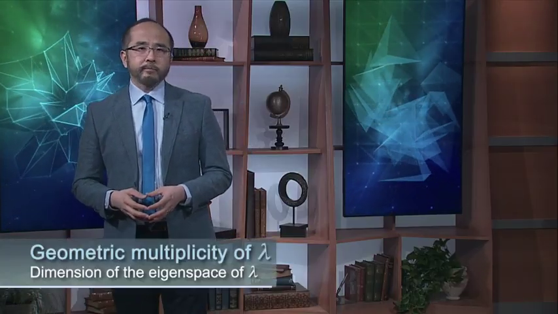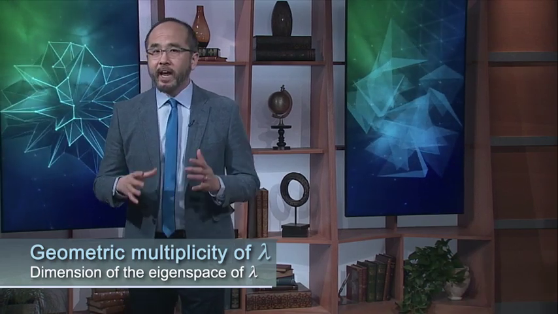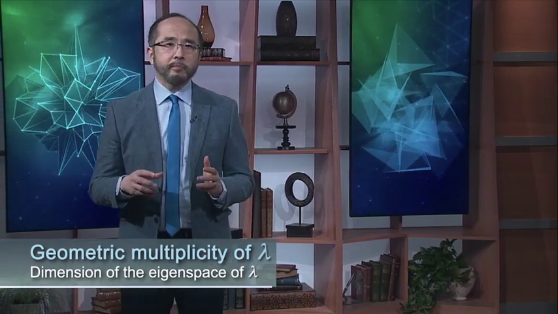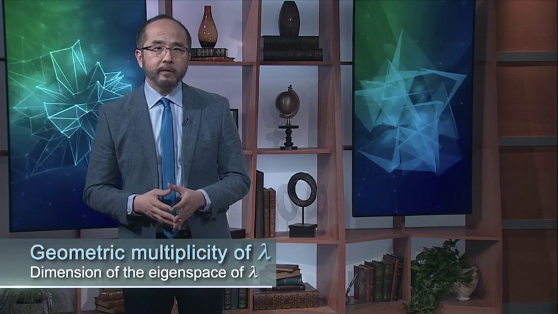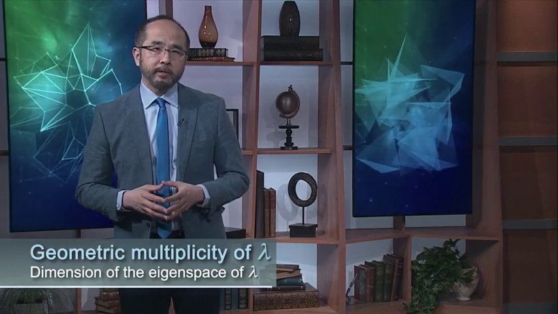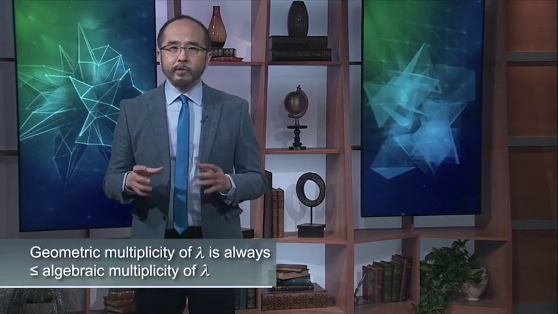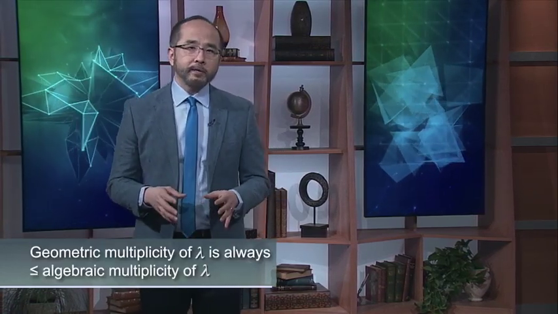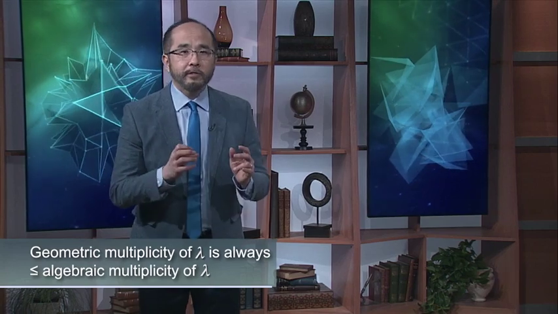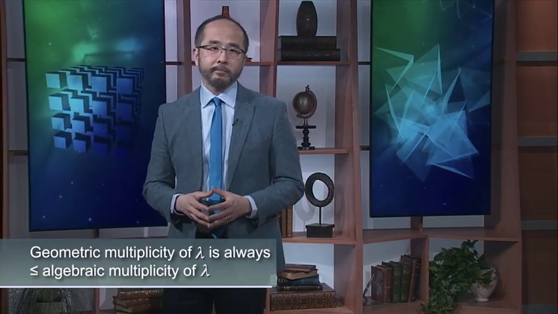So let's define the geometric multiplicity of an eigenvalue, lambda, to be the dimension of E lambda, the eigenspace corresponding to lambda. Then the following fact is true. The geometric multiplicity of lambda is always less than or equal to the algebraic multiplicity of lambda. This insight can help us see some things.